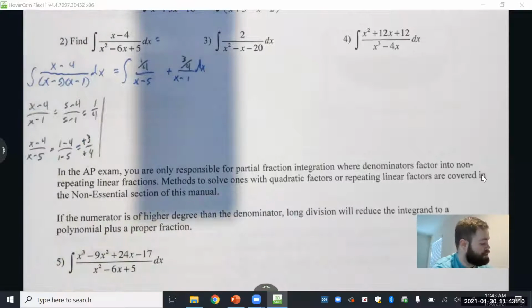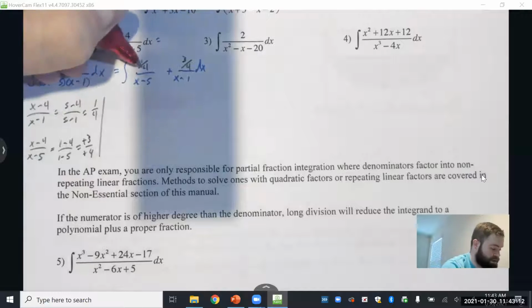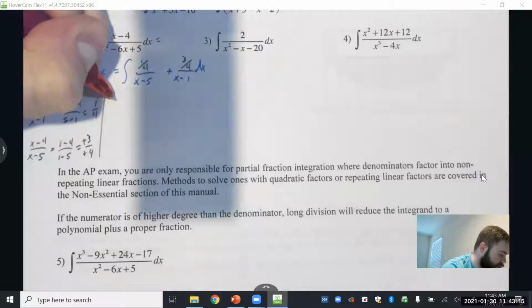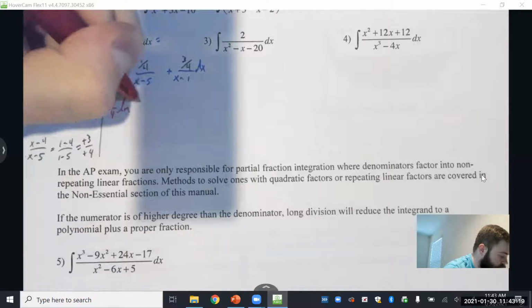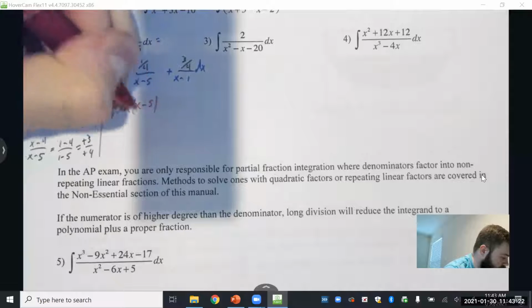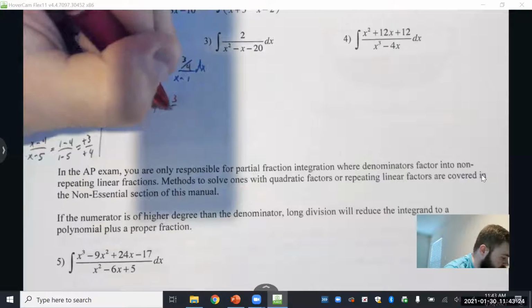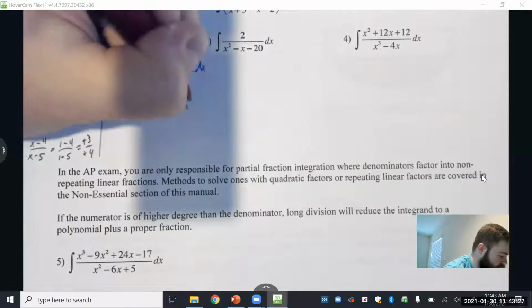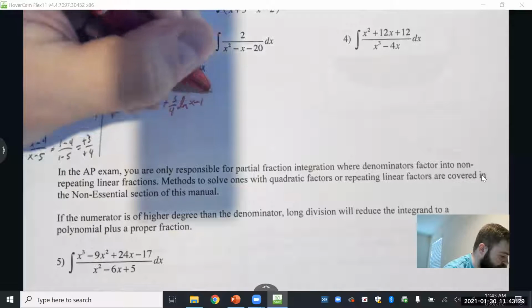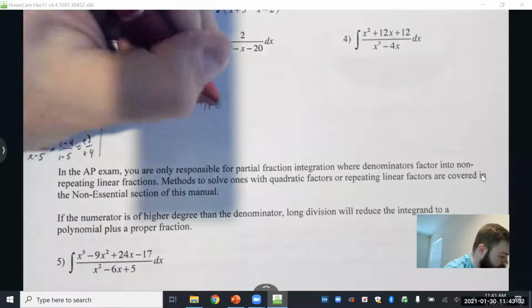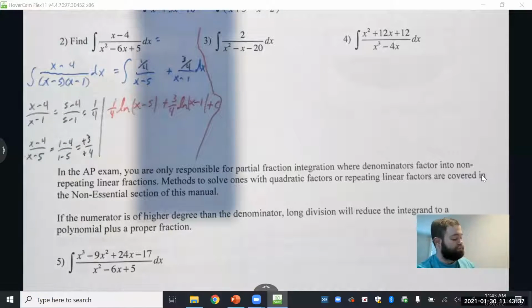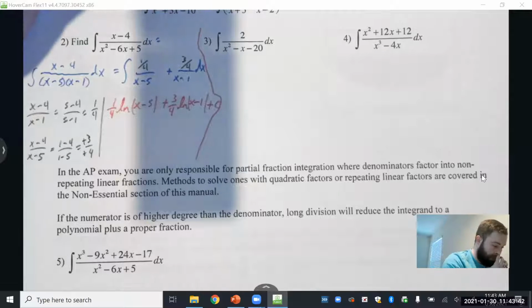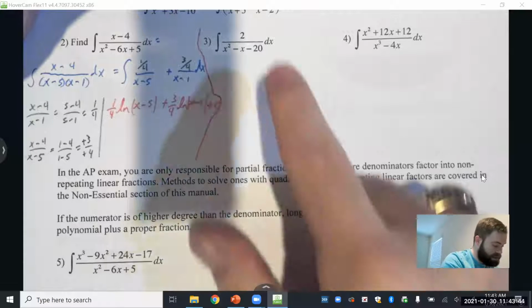And then to take the integral, the constant will be up front: 1/4 natural log of x minus 5 plus 3/4 natural log of x minus 1 plus c. So that shouldn't be too bad. Let's try that again on number 3.